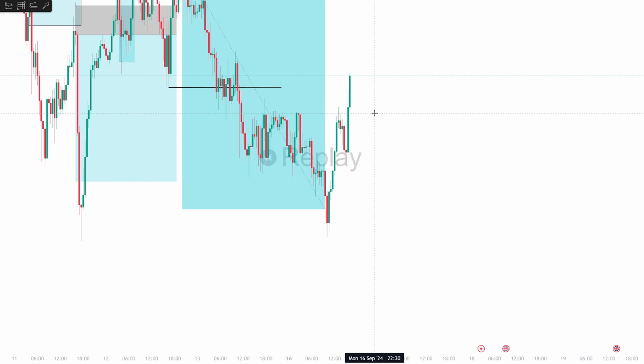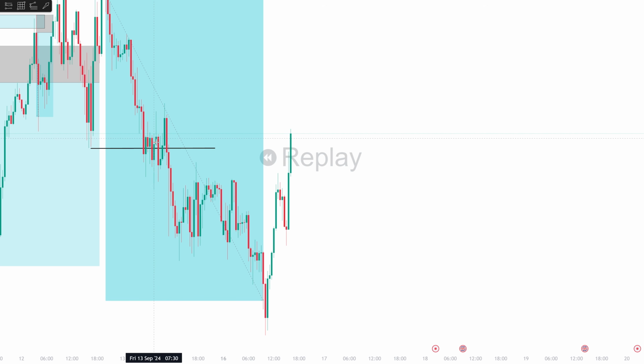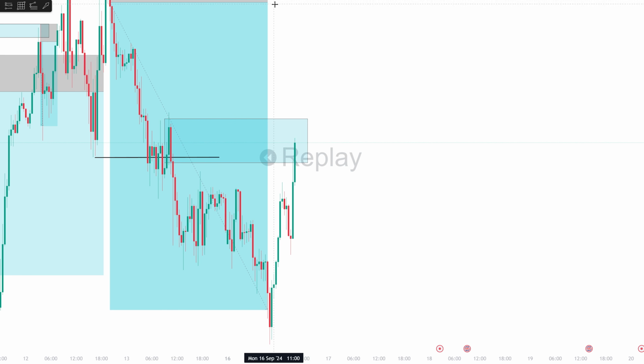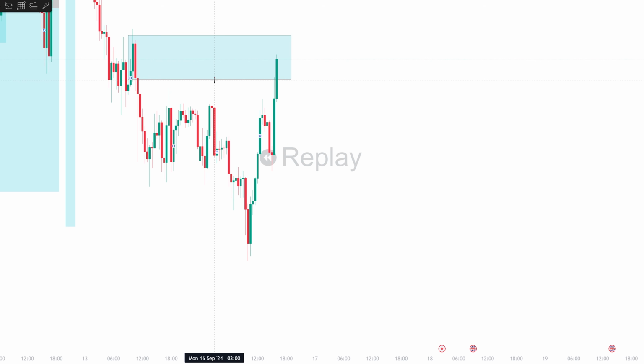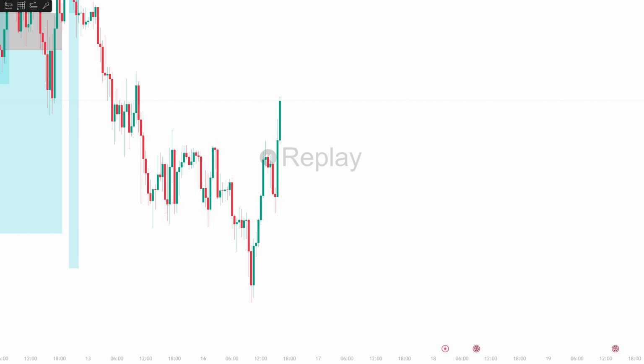All right, we had another setup, but as you can see, this trade was invalidated. Let me just get this out the way so you can actually see what's going on. We had another supply zone setup here, but it got closed inside the zone, so that's invalid now.